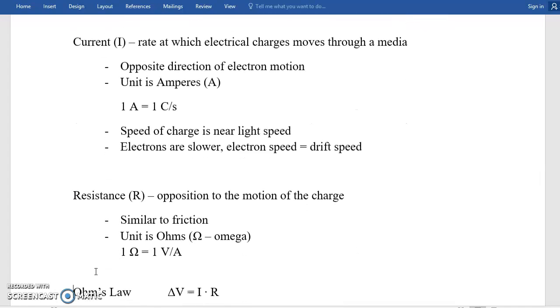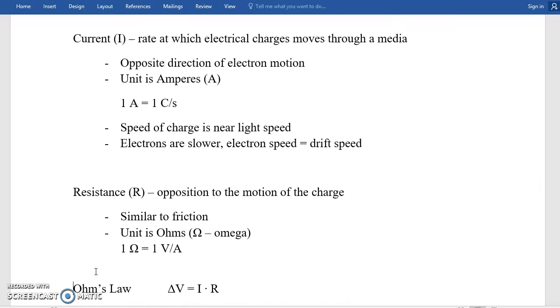Okay, and then there's resistance, which is opposition to that motion. It's kind of like friction. It's slowing down the motion of the electrons and the motion of the charge. The unit is ohms, which is given the Greek letter omega. Where 1 omega is equivalent to 1 volt per amp. Sorry, 1 volt per amp. Joule per second? Because volts are divided by, anyway.